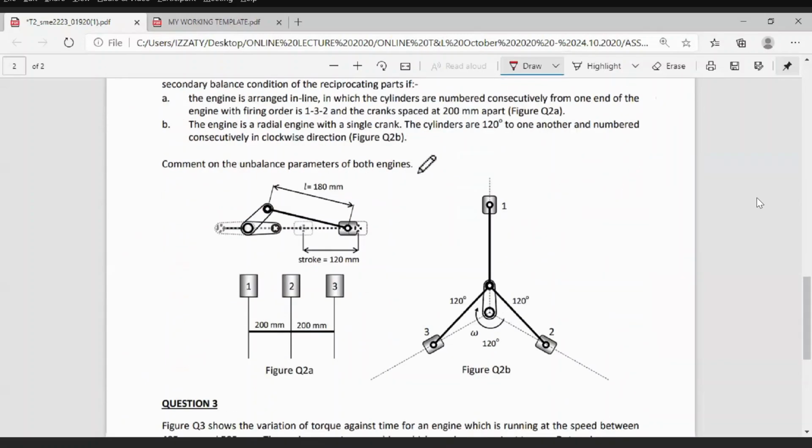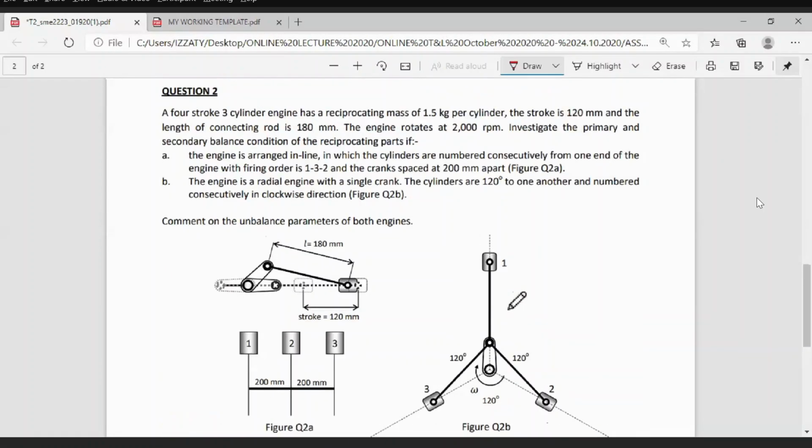The next one, this one also not very difficult. Look at here, only 3 cylinders. This one we did earlier, so this one is also the same thing as what we did earlier. You can do this one on your own by referring back to whatever you have in the first set of the test just now.